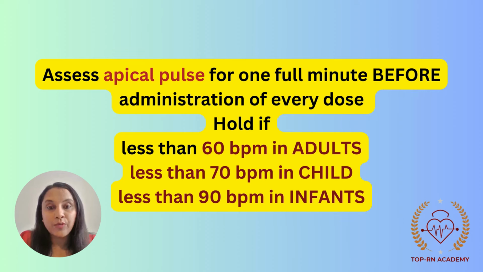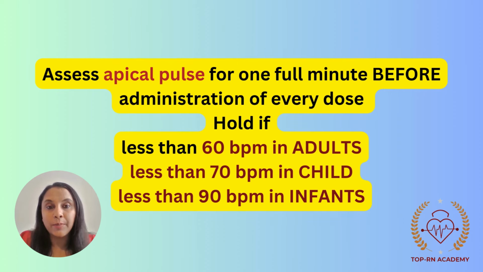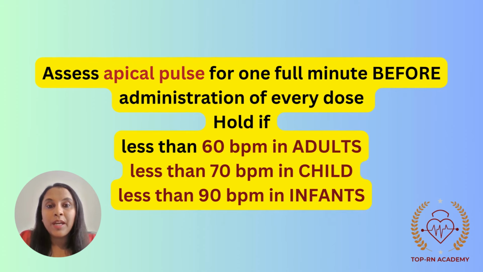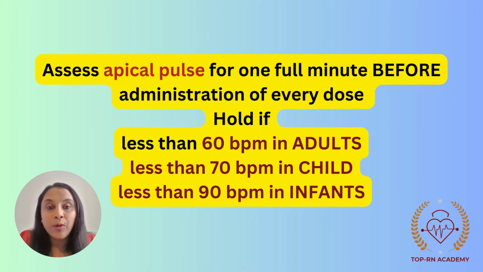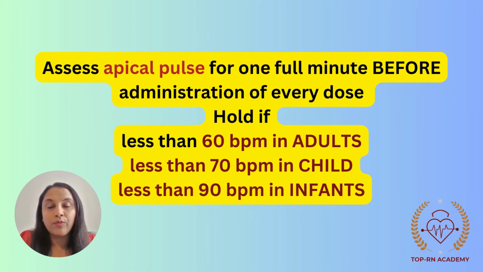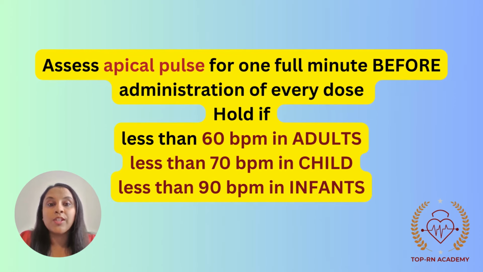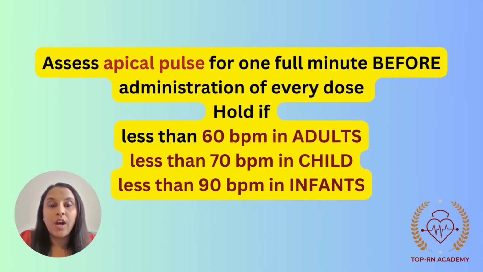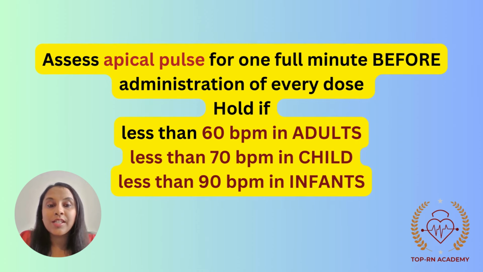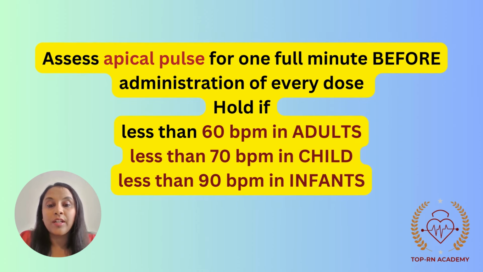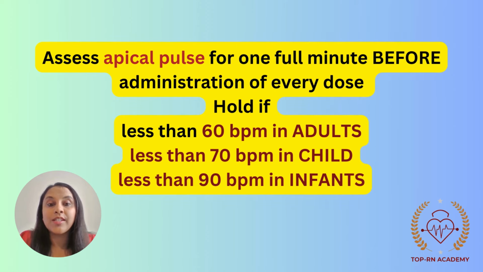One of the actions of digoxin is to reduce the heartbeat. So the patient's apical pulse should be checked for 1 full minute before the administration of digoxin, because digoxin is further going to reduce the heart rate. If the patient's heart rate is less than 60 per minute, in the case of an adult, the dose should be held. The dose shouldn't be given.